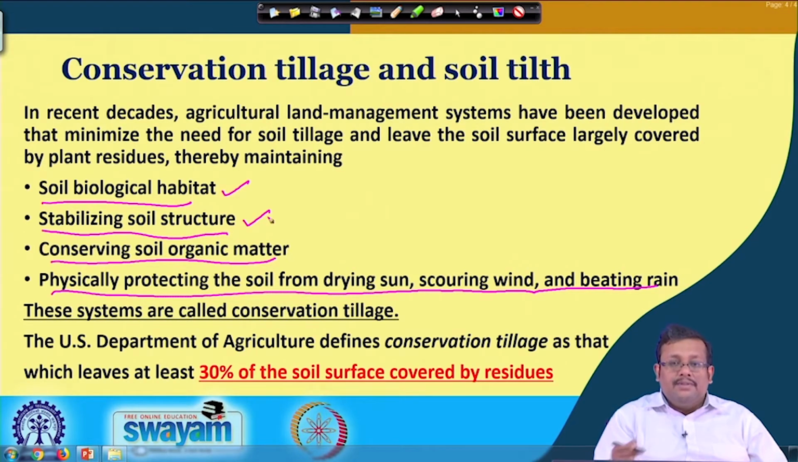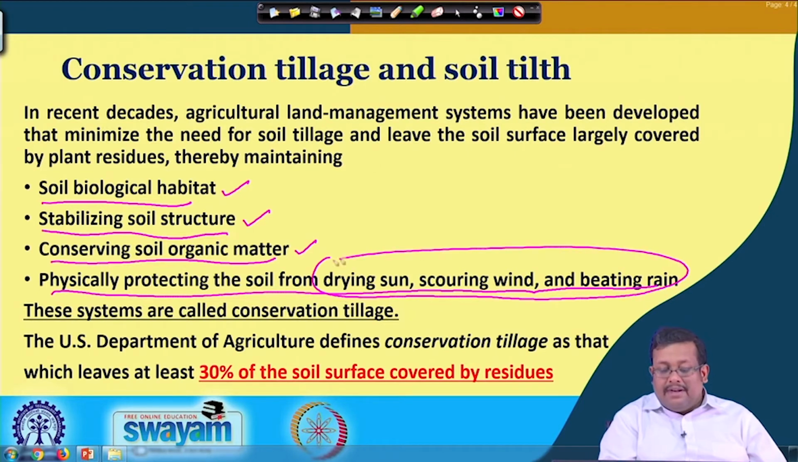These decompose and produce a huge amount of organic matter, and as you know from our soil structure lecture, this organic matter is helpful for producing better soil structure. And conserving soil organic matter, obviously we are not exposing the soil, and since we are not exposing the soil, it is not coming into direct contact with the sunlight, and as a result there will be reduced decomposition of organic matter, and ultimately there will be conservation of organic matter. And finally, physically protecting the soil from drying sun, scouring wind and beating rain. Obviously these are a couple of limitations of primary tillage which can be addressed through conservation tillage.